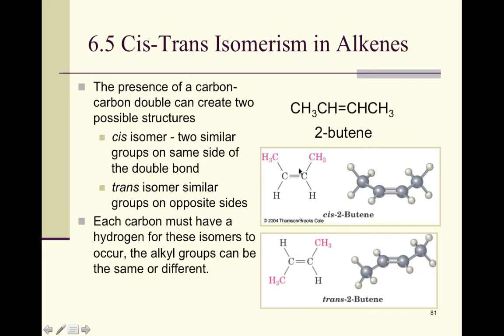When we're talking about cis and trans, we're actually talking about the relative locations of hydrogens based on the carbon-carbon double bond. So these groups they have in pink are only the same right now because my example is 2-butene. It's not because they're the same that it's cis or trans. In fact, the R groups that come off of a cis and a trans, this R group and this R group, can be the same or different. In my example, they happen to be the same. Each carbon must have a hydrogen for these isomers to occur. The alkyl groups can be the same or different.